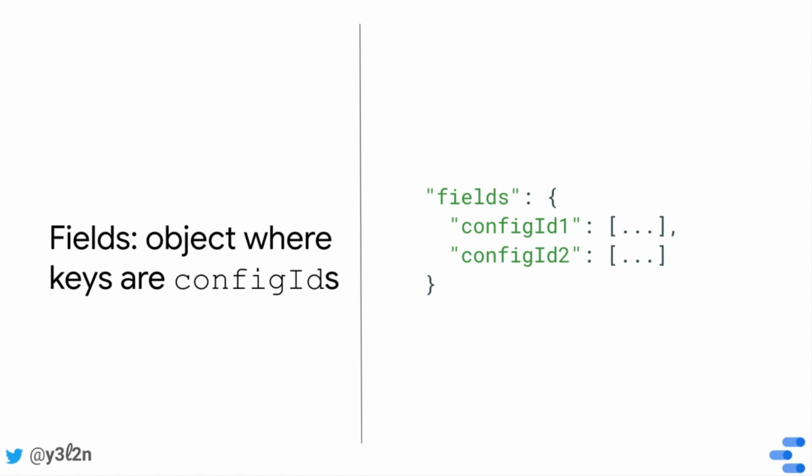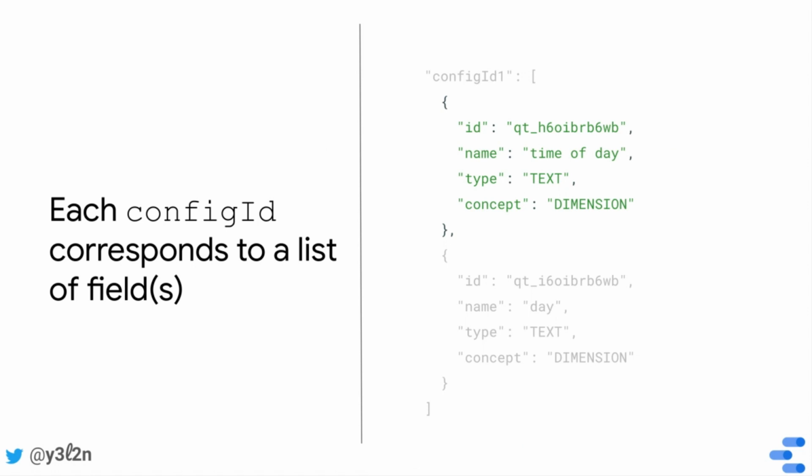Each config ID corresponds to a list of fields, and the number of fields in the list corresponds to the number of data fields a report editor slots into the space defined by a data element. Inside each of the fields, you have an ID, which is a unique Data Studio generated string, the human readable name, the type of the field, and the concept type, which is either dimension or metric.